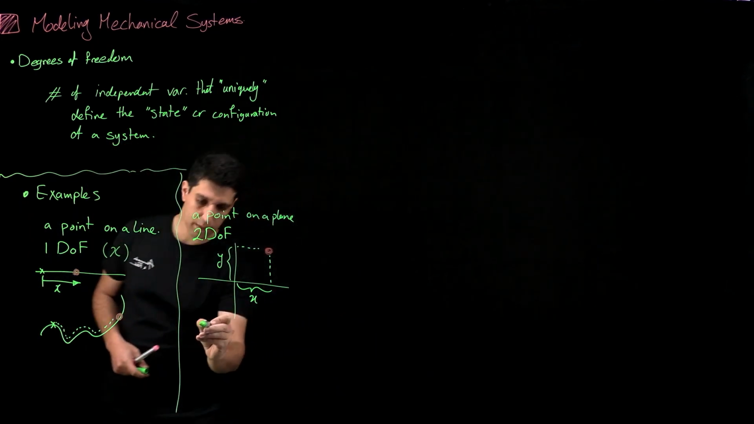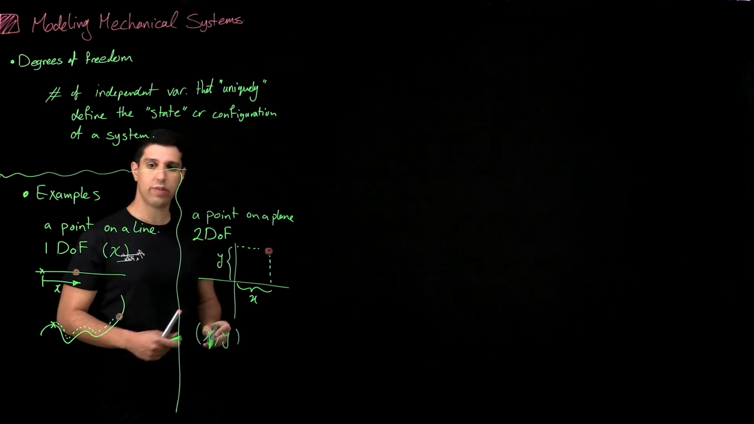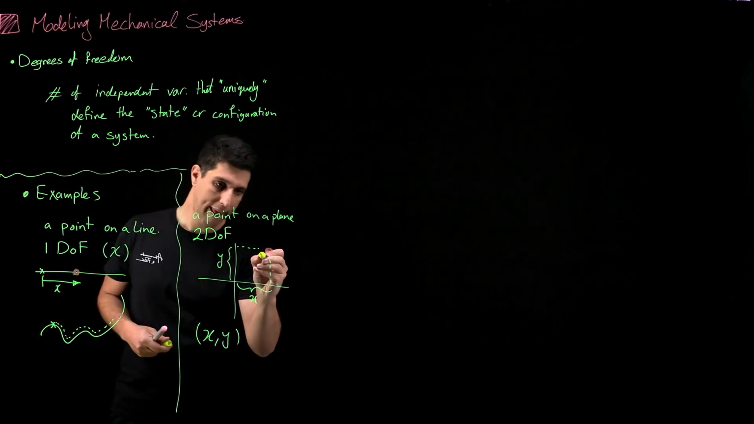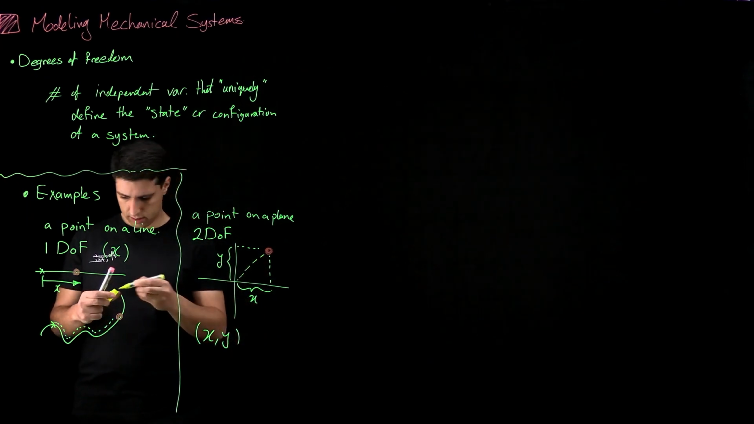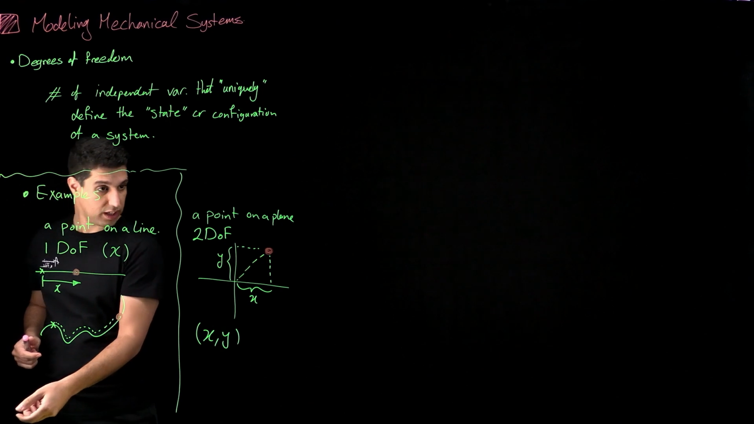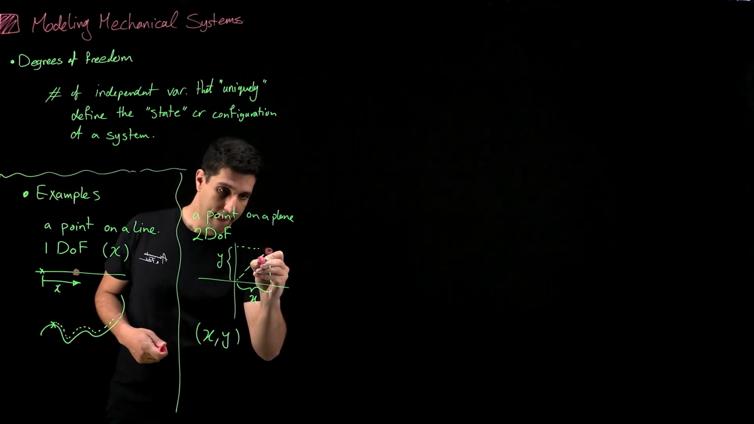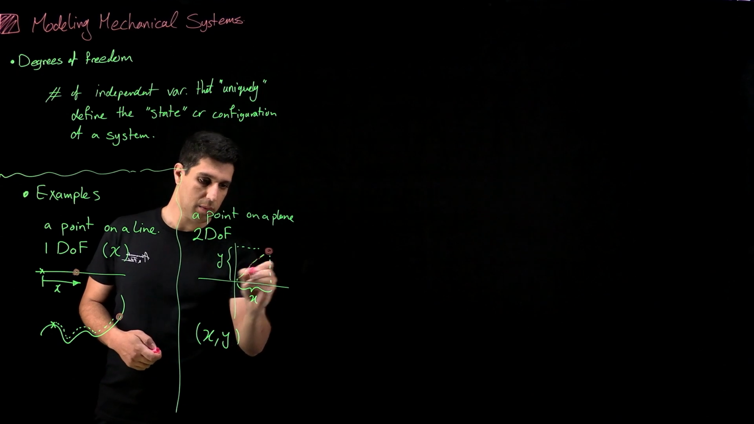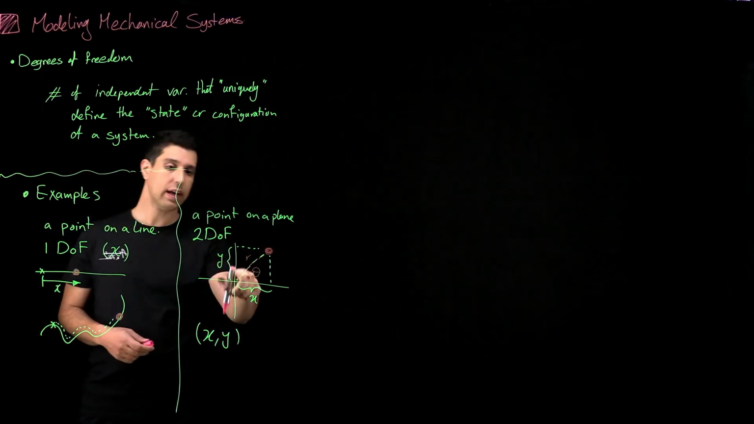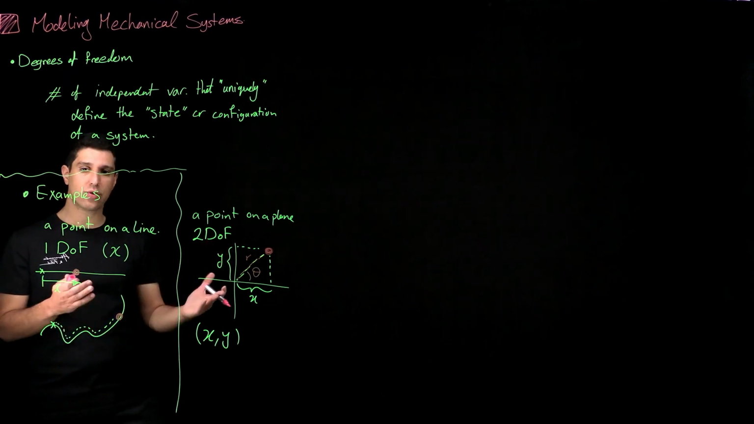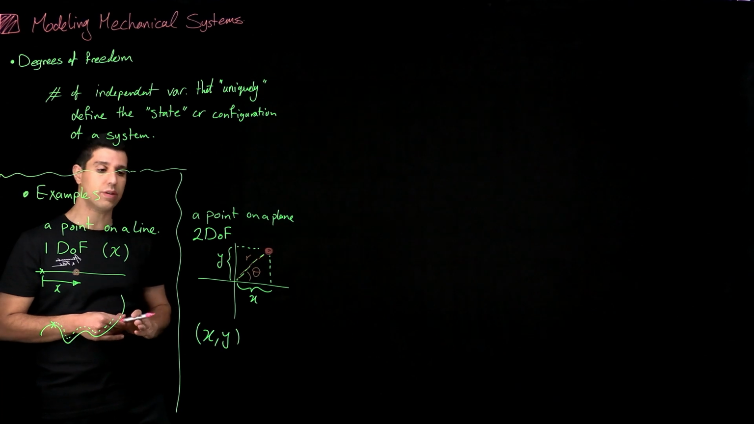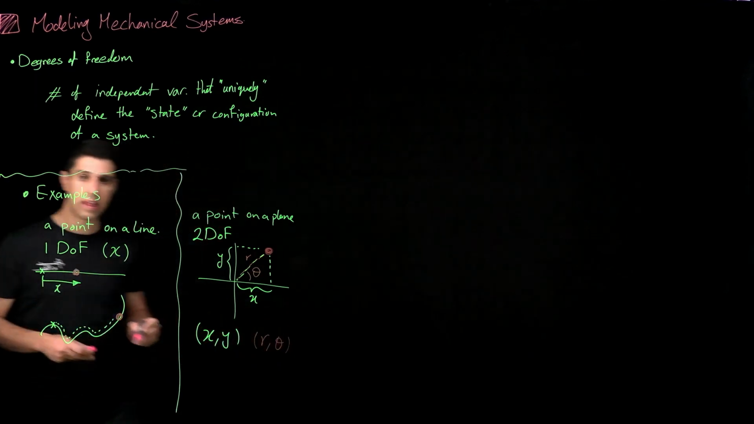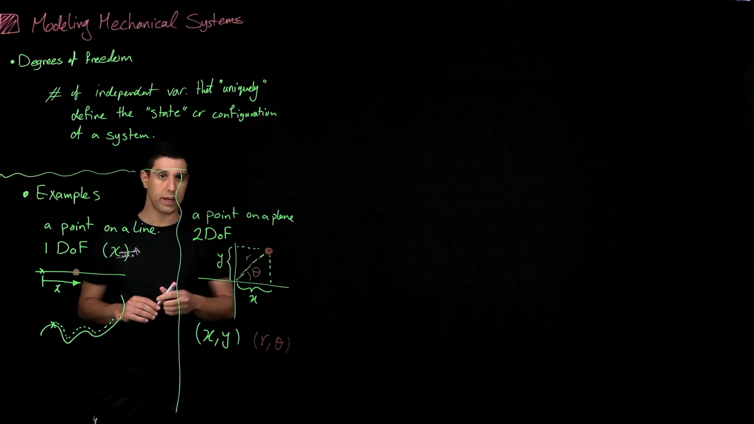So here your degrees of freedom could be X and Y, these 2 variables, but this is not unique. You could also define it as some angle and a distance. Again, notice that changing the way you describe the system really doesn't change the degrees of freedom. Still, you need 2 variables. If you do that, you need R and theta to fully define where this point is on the plane.